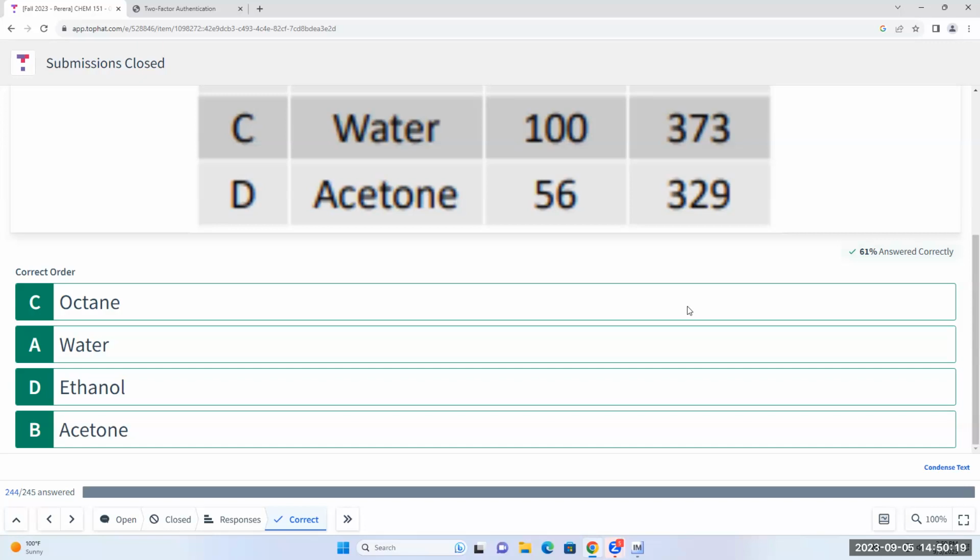So we put octane at the top because we have the strongest attractive interactions between the particles in octane. How do we know that? It has the highest boiling point of all the substances. On the other hand, acetone has the highest potential energy. And how do we know that? Because it has the weakest attractive interactions between the particles, because it has the lowest boiling point.